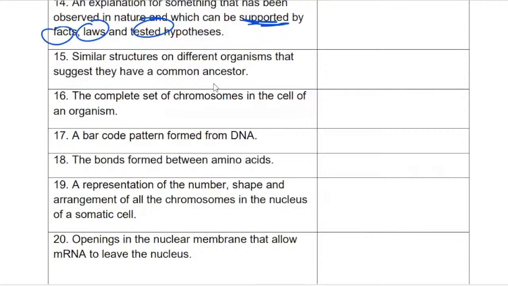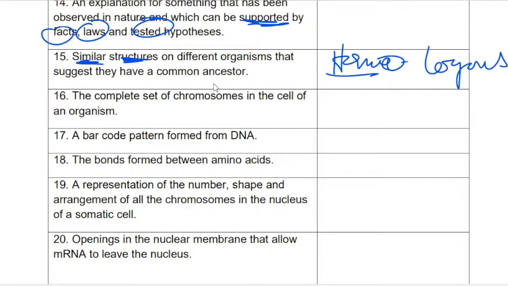The similar structure of different organisms that suggest they have a common ancestor. Similar structures. Whenever you say similar, it is homo. It starts with the word homo. And structures means logos. When you say homo, similar, and logos means structure. So it is homologous structures.